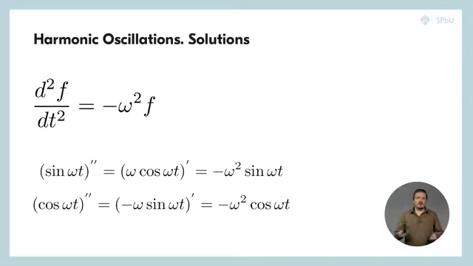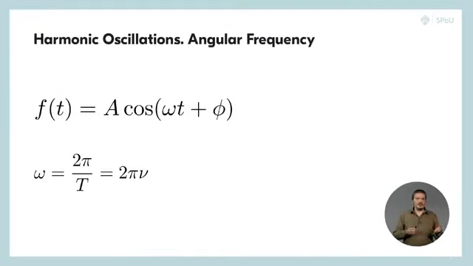So we can write the basic function which solves this equation as this. Here, A stands for the amplitude of the oscillations, omega is an angular frequency, and the new letter phi defines the phase of oscillations. Let's see how this works. At time 0, the value of f is just A multiplied by cosine of angle phi.